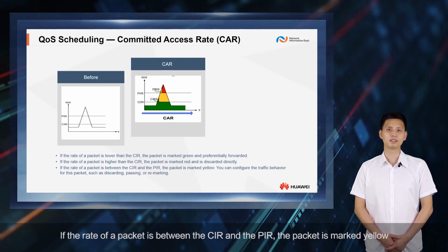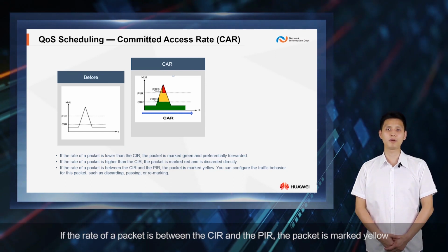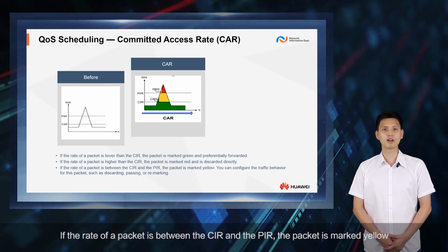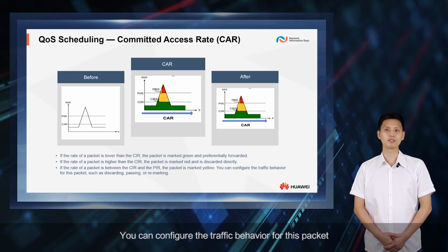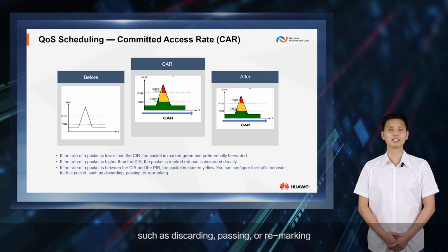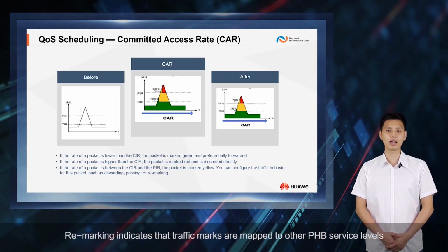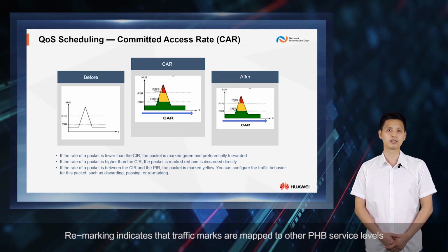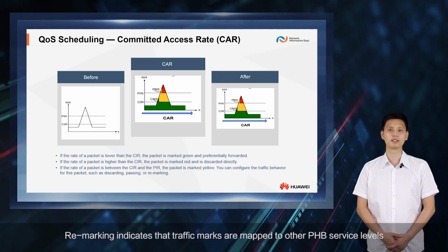If the rate of a packet is between the CIR and the PIR, the packet is marked yellow. You can configure the traffic behavior for this packet, such as discarding, passing, or remarking. Remarking indicates that traffic marks are mapped to other PHB service levels.